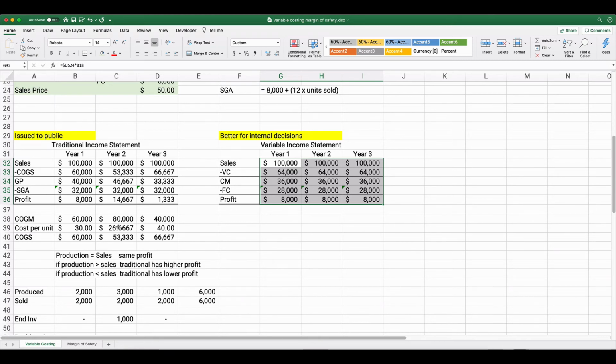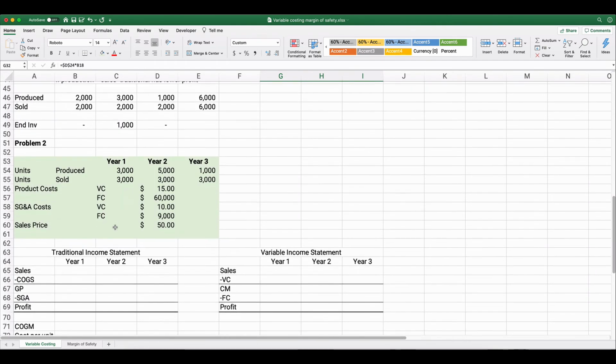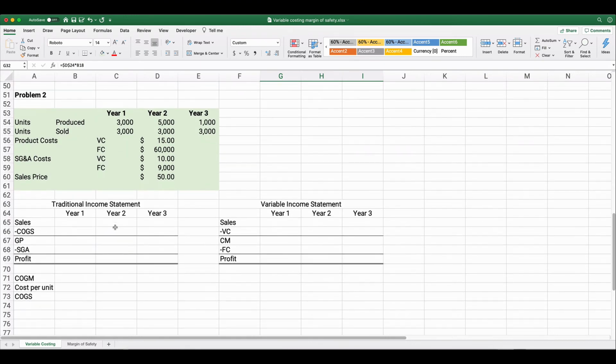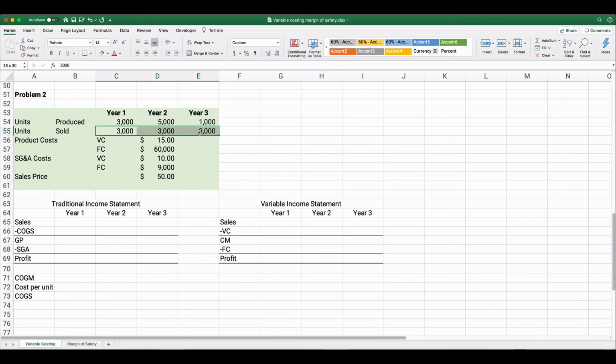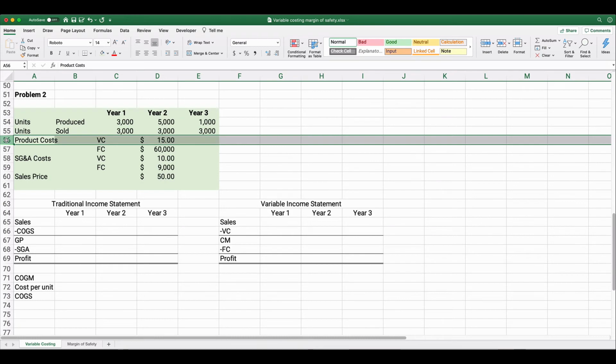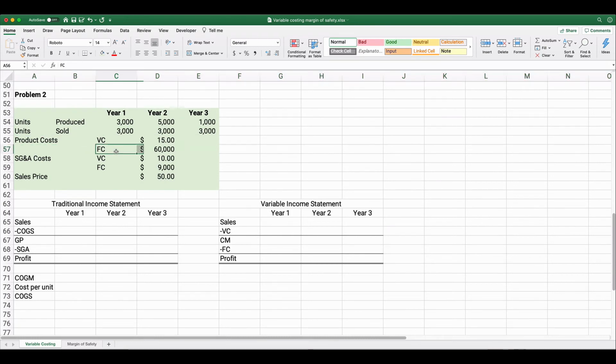All right, same kind of problem. Let's do another one. We can work maybe a little quicker on this one. So problem 2. Problem 2, we're going to sell 3,000 every year. We're going to produce 3,000, 5,000, and then 1,000. And our product costs are made up of. Now remember, the only difference in these two methods is how we handle your fixed product cost.